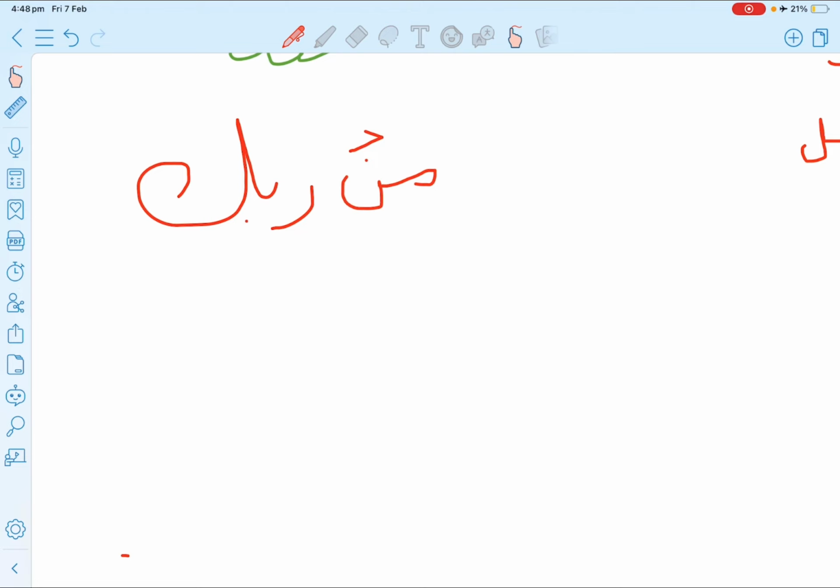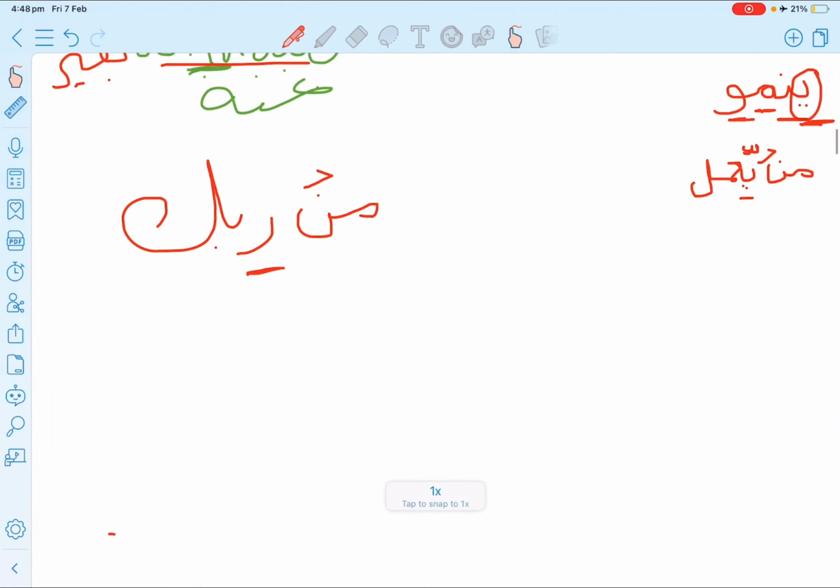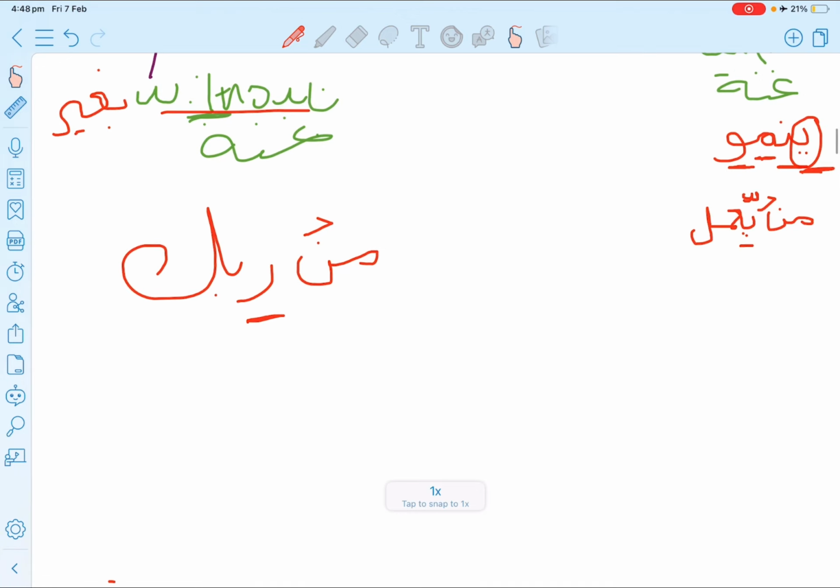So we have ra coming after a noon sakina, so that is merging. Can I say min rabbik with ghunnah? No, because it's idgham without ghunnah. We don't add ghunnah. We merge, like we say min rabbik, but we don't add ghunnah. I hope this makes it clear.